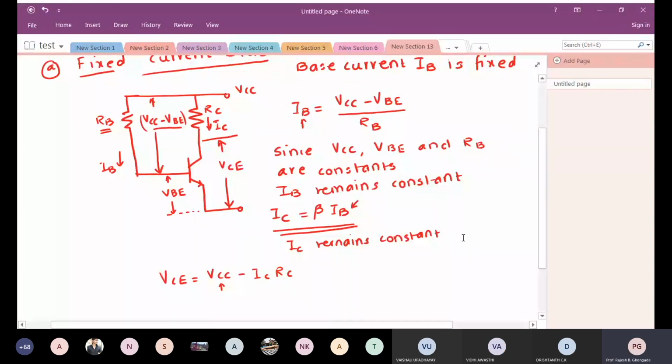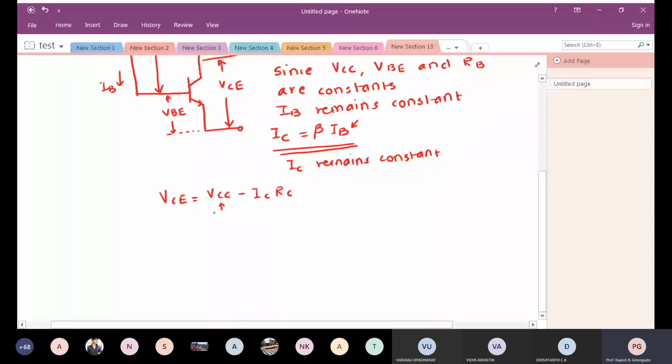Okay, so as I said, since IC remains constant, and you can see here VCC is constant, IC is constant, RC is constant. So what can you say about VCE? It will also remain constant. So your IC and VCE will not change, and so I have achieved the Q point over here.